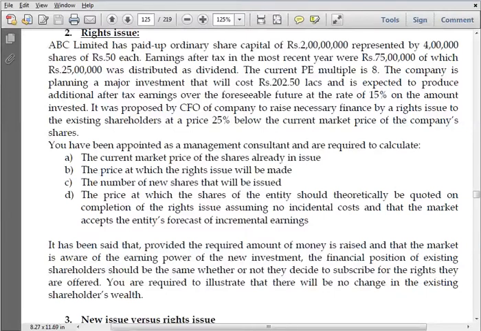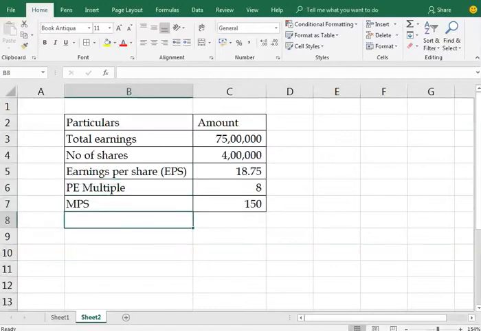Part 2, part 3, let's do it in the same working note. Price at which the rights issue will be made. They have given some information on the rights issue. What should be the rights price? They have given 25% below the current market price. Rights issue price has to be 25% lower than 150, the current market price.